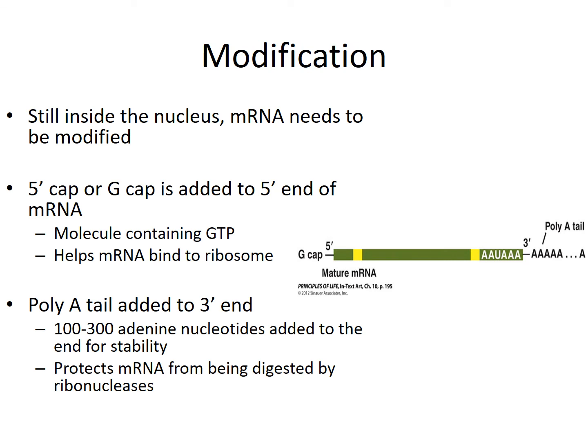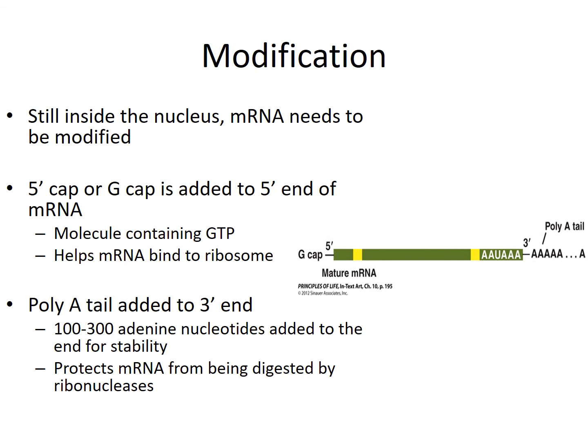Now, still not done yet. Inside the nucleus, that matured mRNA still has to get modified a little bit. On the 5' end, there's going to be something called a GCAP added to it. GCAP has some GTP, which hopefully you remember, GTP, very similar to ATP, which means it's stored energy. The process of making protein does require some energy, so having that GCAP there is going to provide that energy to help that mature mRNA bind to the ribosome, which the 5' end is going to be the one that binds to the ribosome first.